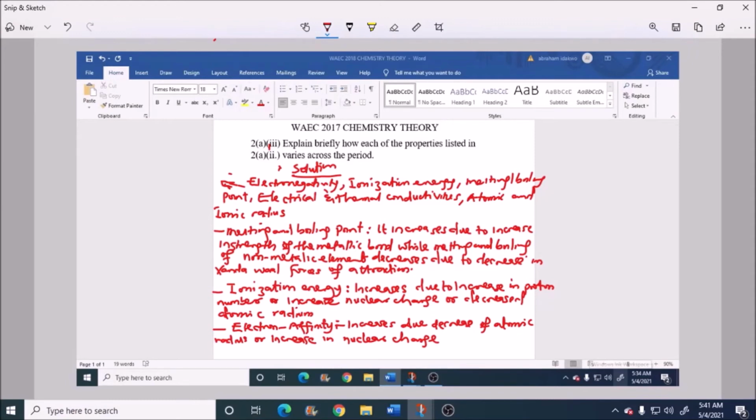So for the sake of the question asked, we were just asked to briefly explain how each of the properties listed in 2a Roman figure 2 varies across the period, and we listed 3 properties which show the periodicity across the period. We listed only 3, and that's why we explained only 3 here. Then the properties are electronegativity, ionization energy, melting and boiling points. Here we have electrical and thermal conductivities, then we have atomic and ionic radius.